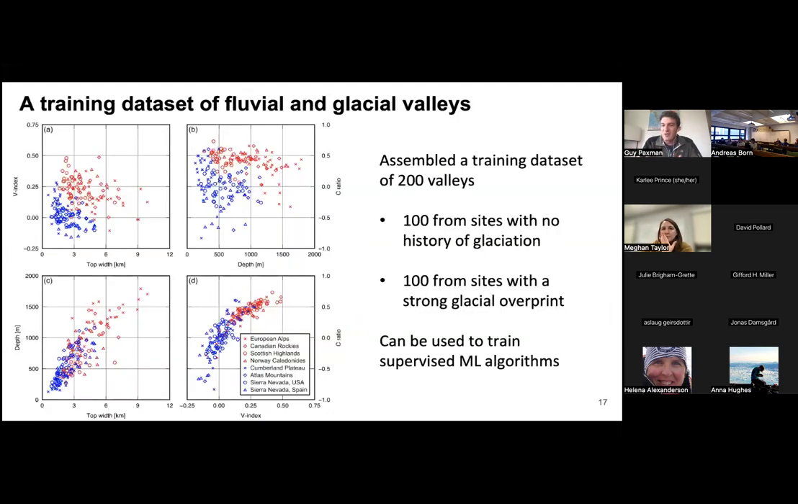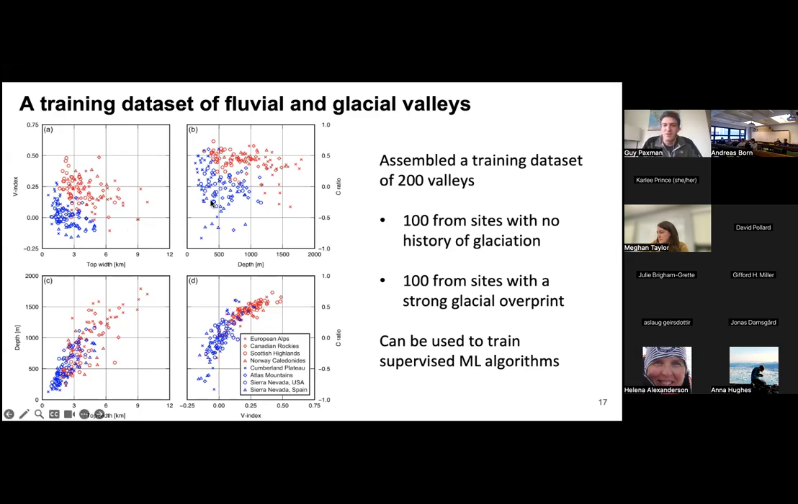So what we essentially did here is we built a training data set from valleys from other parts of the Northern Hemisphere. And we deliberately chose half the sites with no history of glaciation, from sites like the Appalachians, the Sierra Nevada, the Atlas Mountains in North Africa, and also half the sites where there's a significant Quaternary glaciation history. So, the European Alps, the Rocky Mountains, the Scottish Highlands, and in Scandinavia, some of the highlands in Norway.